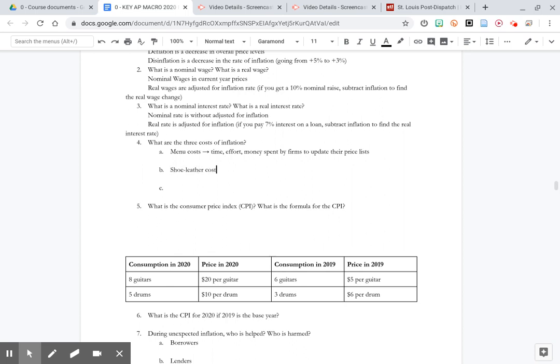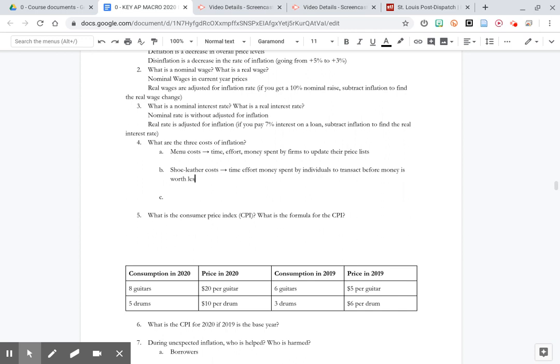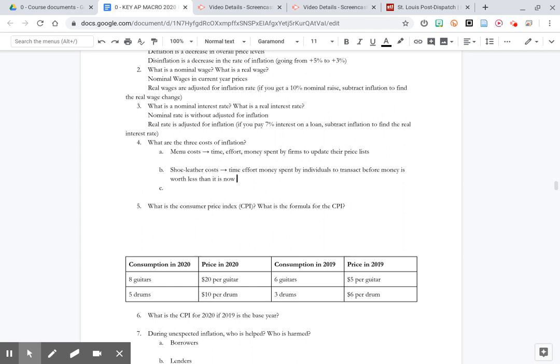Another would be shoe leather costs. This is the time, effort, and money spent by individuals or households to transact before money is worth less than it is now. In other words, you're constantly running around, wearing out your shoe leather, hence the name shoe leather.